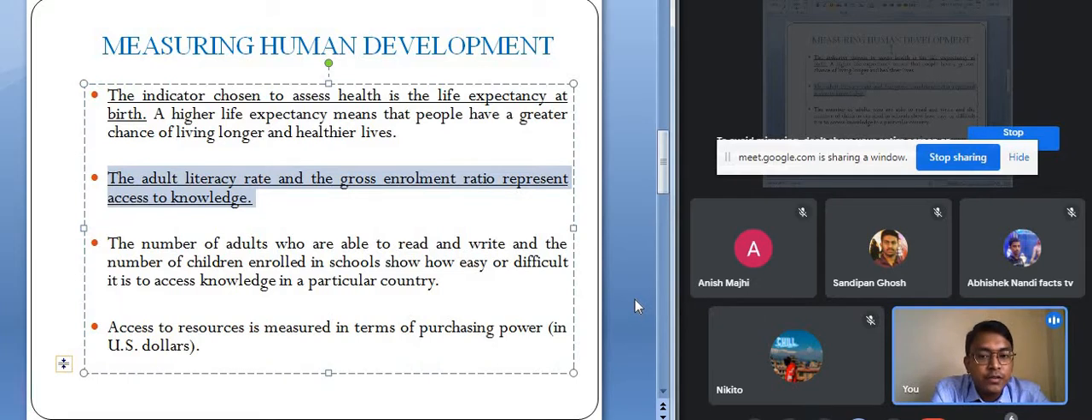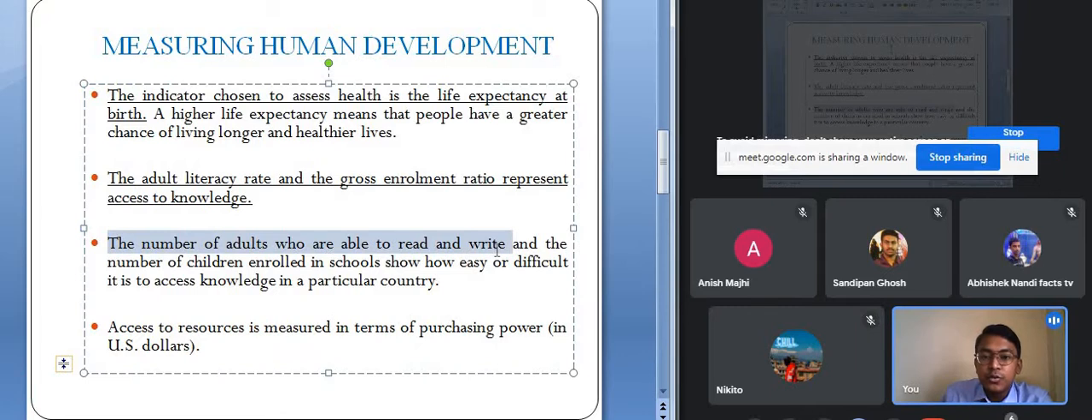So the countries which have a higher literacy rate and a higher gross enrollment ratio are considered to have better access to education facilities. So obviously they will get more score in terms of access to knowledge. And the countries which have less literacy rate and less gross enrollment ratio will have a lower score. The number of children who are able to read and write and the number of children enrolled in school show how easy or difficult it is to access knowledge in a particular country.